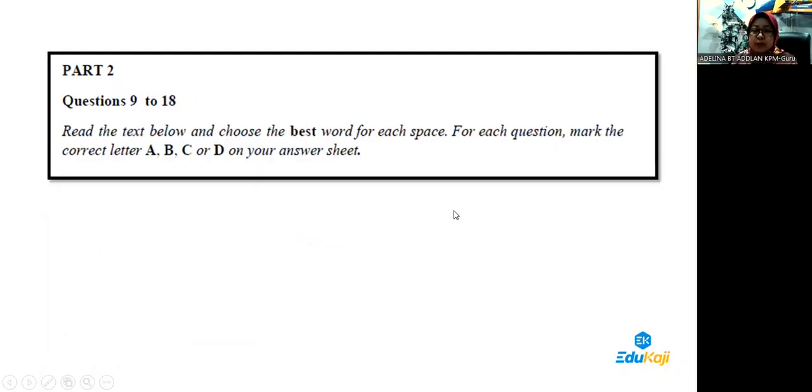Okay, part 2 is the part where we call, it is also known as closed passage, closed text, whereby there are 10 questions being given to students, and this time in part 2, the number of multiple choice answers is increased to 4. Just now was 3, and now it's 4. And for this part 2, students are actually tested on their vocabulary and grammar. Okay, so let's look at the question.